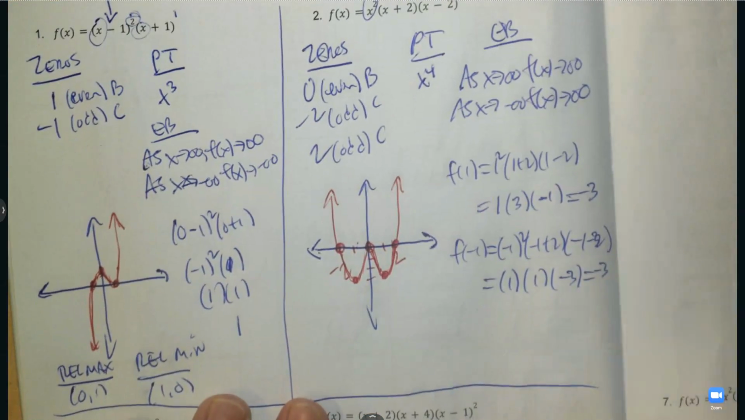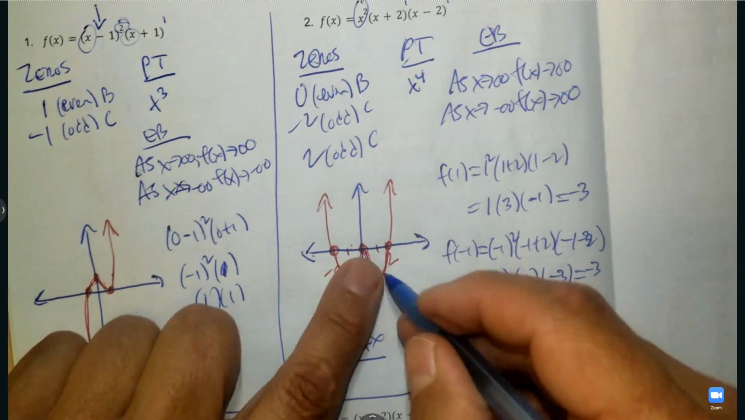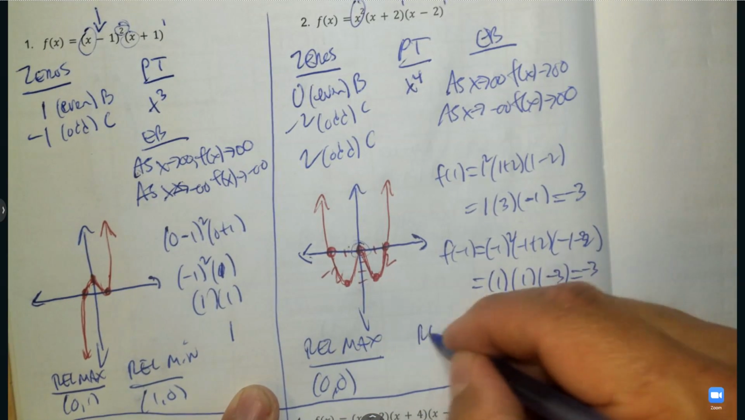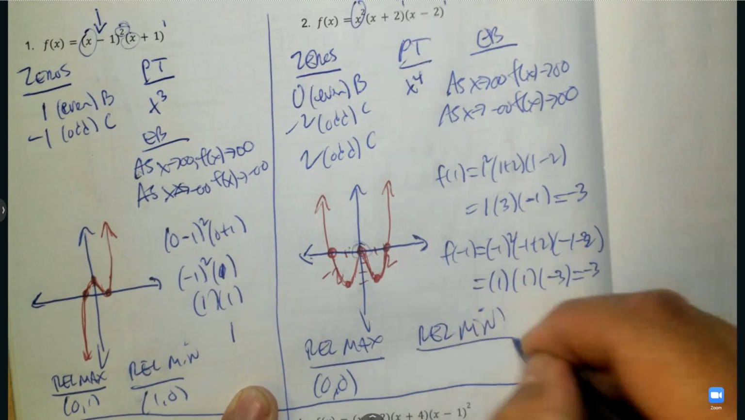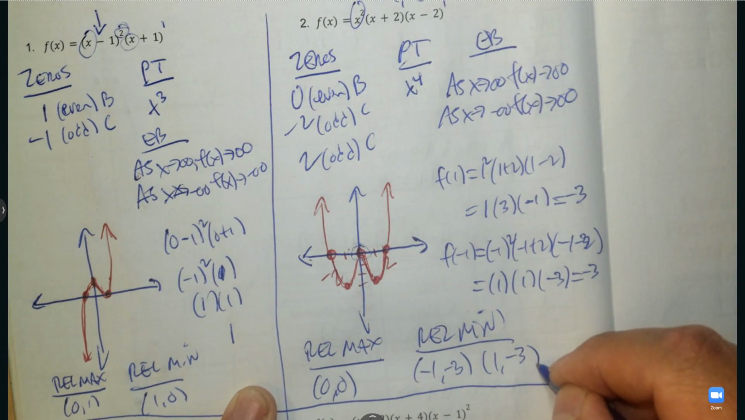And the last thing I'm going to write down is, hey, where's my relative maximums and minimums? So I have a max where it turns up here at 0, 0, and I have two minimums. One minimum at negative 1, negative 3, and another one at positive 1, negative 3.